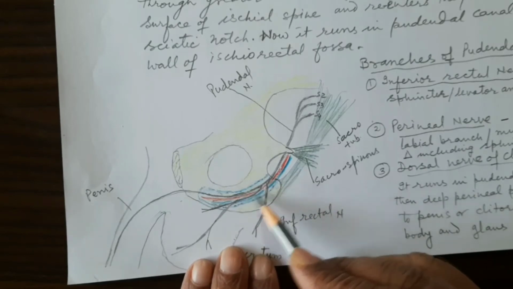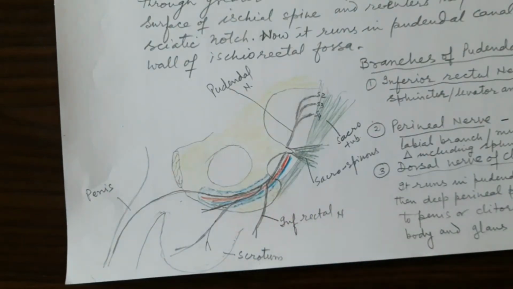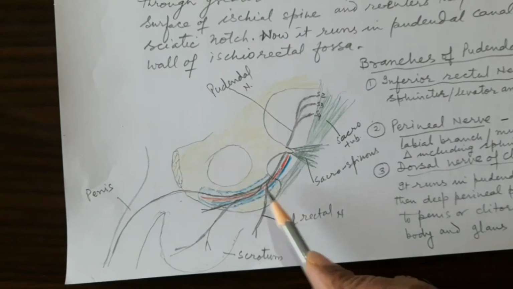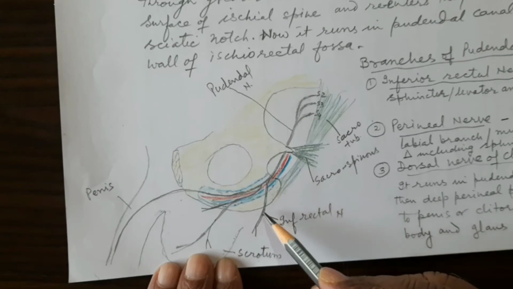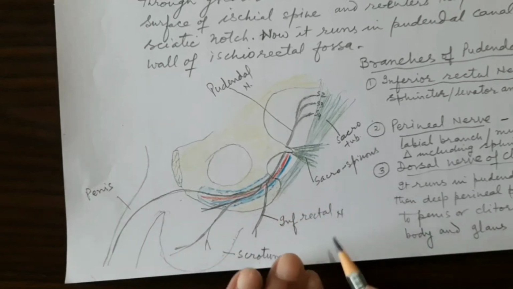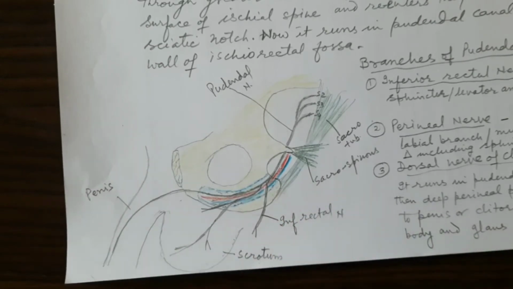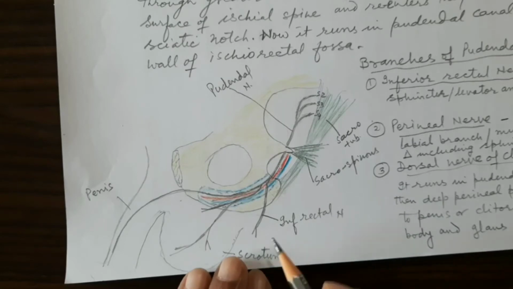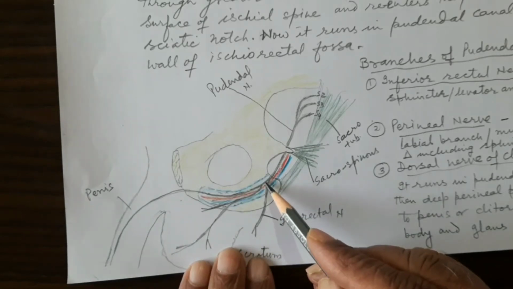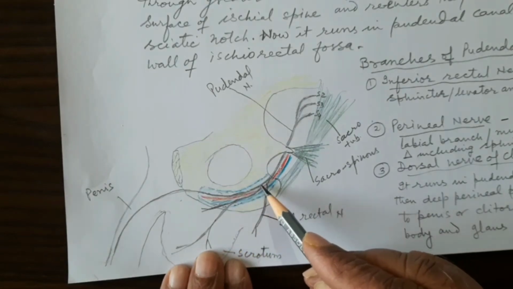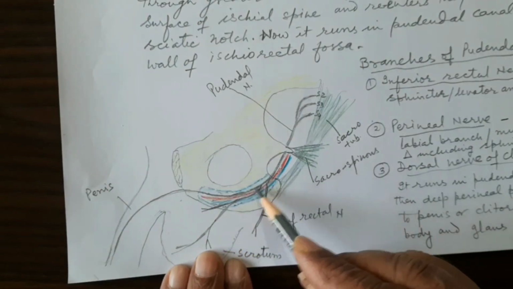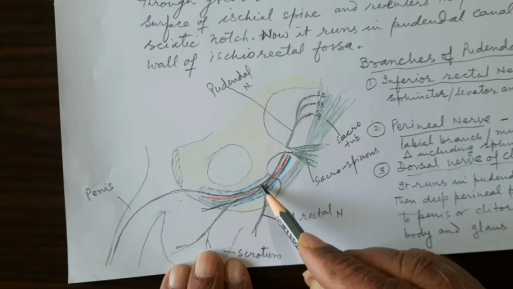So artery and vein, they lie just below it, and all three structures pass through this pudendal canal. As soon as it comes into the pudendal canal, it gives a branch that is called the inferior rectal nerve. And then the remaining part after this branch of the internal pudendal nerve will divide into two.